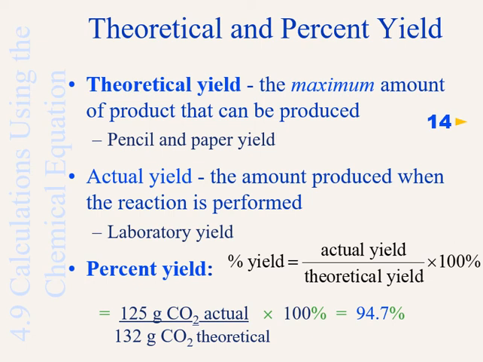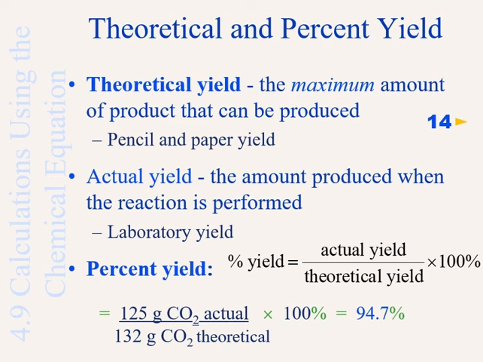Sometimes the actual yield is more than the theoretical yield. Usually that happens when there is some impurity in your product. For example, the product has to be weighed when it's dry, but if it's not dry enough and contains water, then it's going to weigh more, and it might have more mass than the theoretical yield allows.